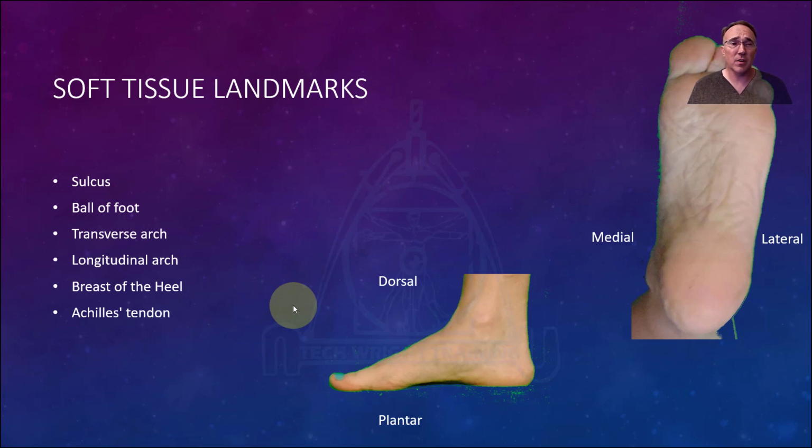Now we're going to talk about some of the soft tissue landmarks that really aren't bony landmarks. So the first one is a sulcus. And you can see on the plantar surface of the foot here, this is the lateral side, this is the medial side. So we have our arch over here and our heel back here. This is the sulcus, and sulcus just means groove.